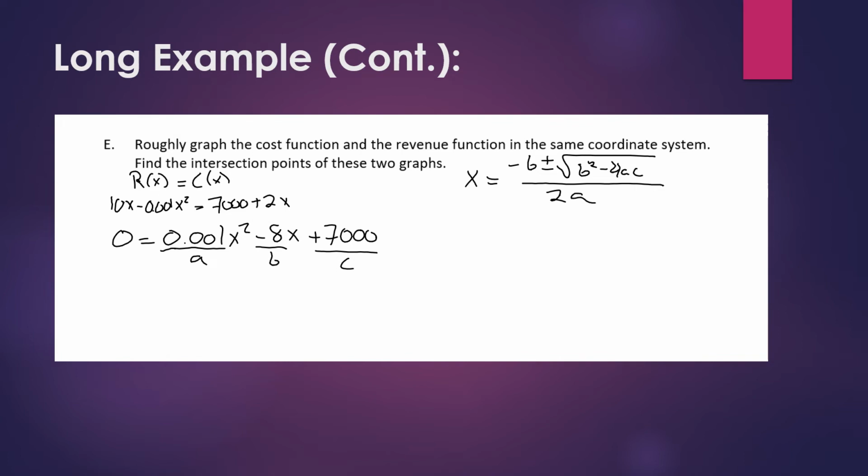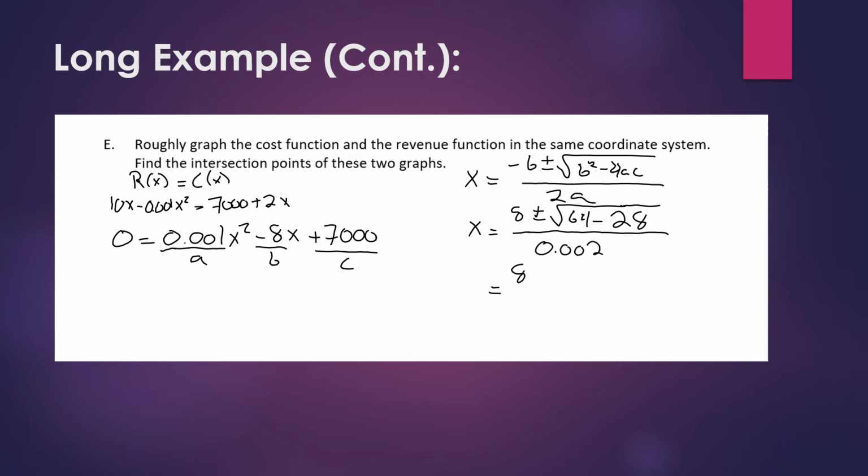So when I start plugging in, I'm going to get that x equals positive 8 plus or minus the square root of negative 8 squared, which is 64, minus 4 times a times c. So 4 times a times c is going to be 28. 0.001 times 4 times 7,000 comes out to be 28. And then I'm dividing by 2 times a, so that's 0.002.